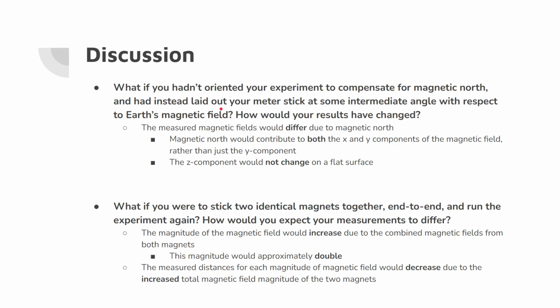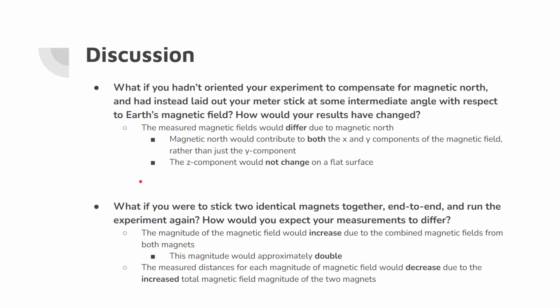And then if we hadn't oriented the experiment to compensate for magnetic north, the magnetic fields would differ because magnetic north would contribute to the x and y components of the magnetic field rather than just the y component. The z component would not change because it's a flat surface. If it wasn't, it would change, but let's not worry about that.